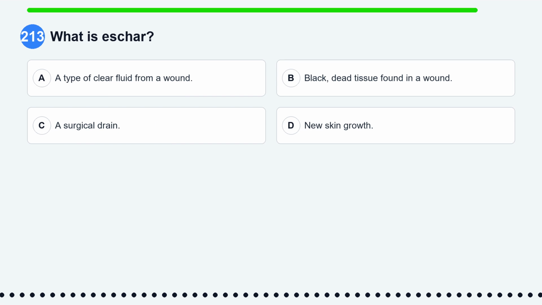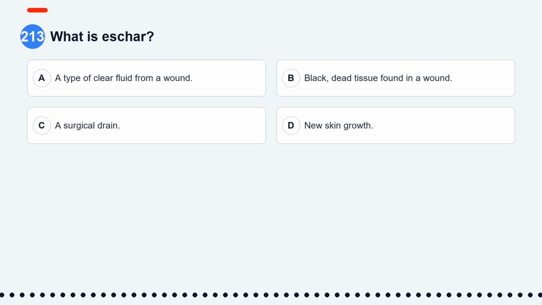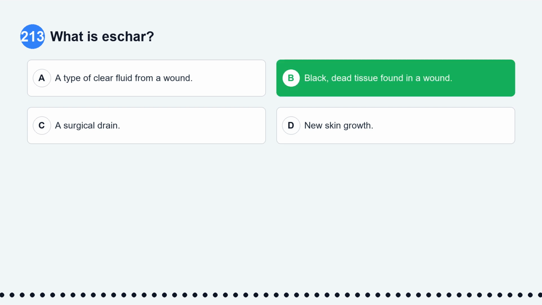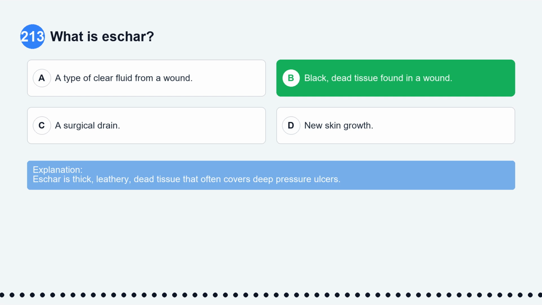Question 213. What is eschar? Option A. A type of clear fluid from a wound. Option B. Black, dead tissue found in a wound. Option C. A surgical drain. Option D. New skin growth. The correct answer is option B. Black, dead tissue found in a wound. Eschar is thick, leathery, dead tissue that often covers deep pressure ulcers.